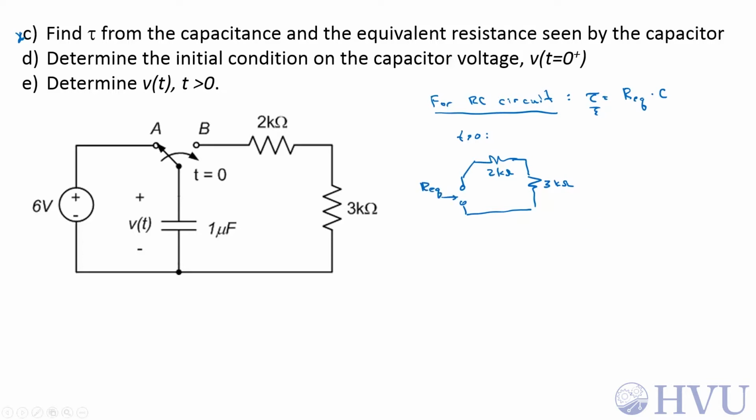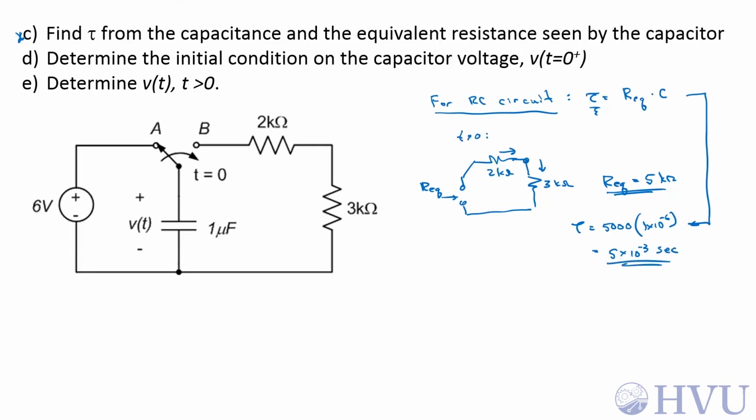and calculate an equivalent resistance. These two elements are in series, so Req is just the sum of the two individual resistances. So Req is 5 kilo ohms. So tau from this equation is Req times C, so that's 5,000 times 1 times 10 to the minus 6th, which is 5 times 10 to the minus third seconds, which is the same answer we got from the differential equation, as it should be, because there is only one time constant for the circuit.